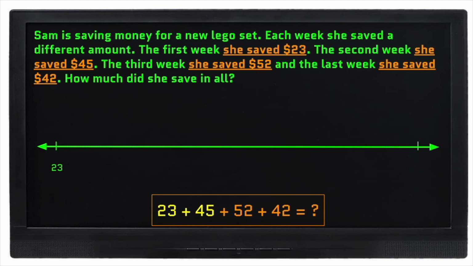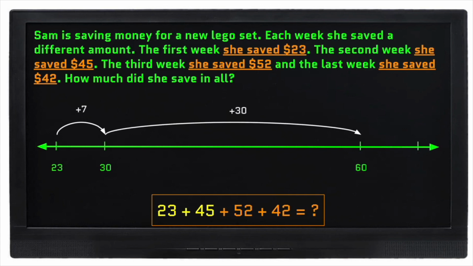Now the first thing I want to do when I'm adding on an open number line is find a friendly number. The next friendly number I can think of after 23 is 30. So 23 plus 7 gets me to 30. Now I'm still trying to count up 45. Well, I can add 30 because 30 plus 7 is still less than 45. It makes 37. And then to get from 37 to 45 is 8 more. So now I found the sum of 23 and 45, and that's 68.